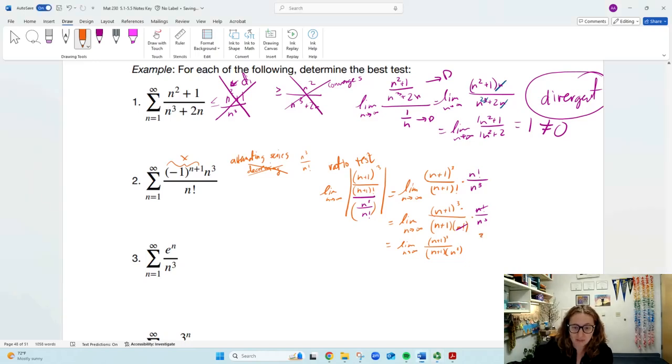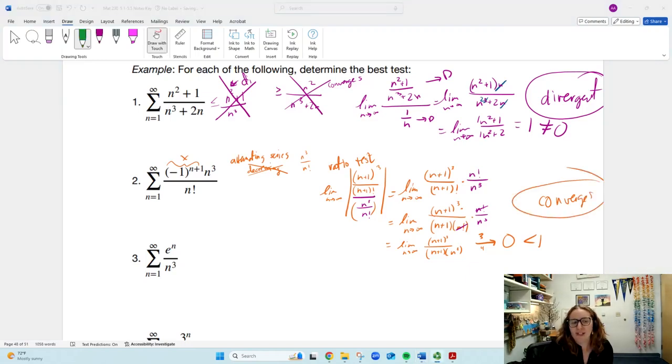So the degree on my top is 3, the degree on my bottom is 4. My denominator is getting bigger faster, and so this is actually going to approach 0. And I just showed, since that's less than 1, that this converges. Yay!